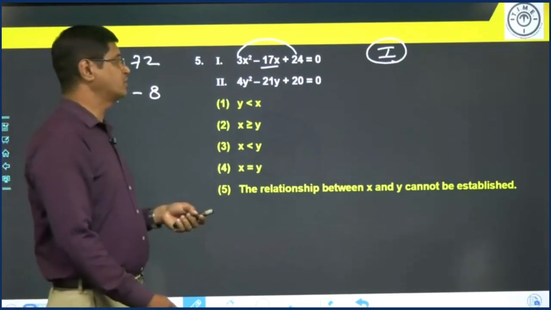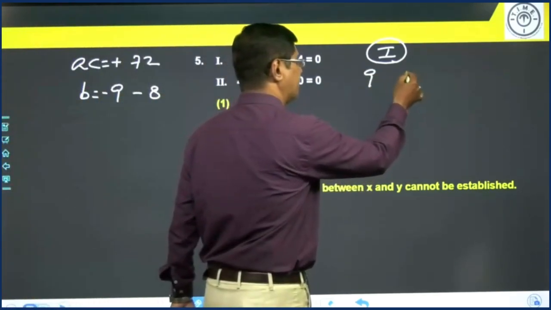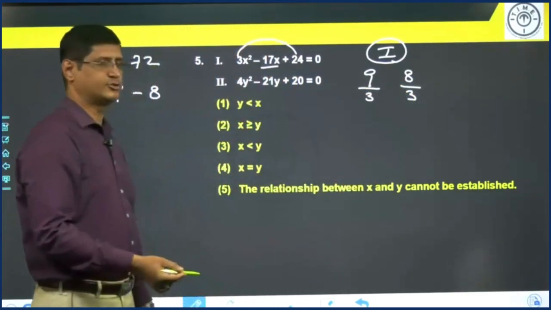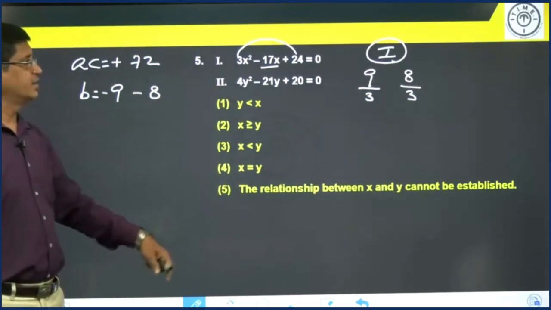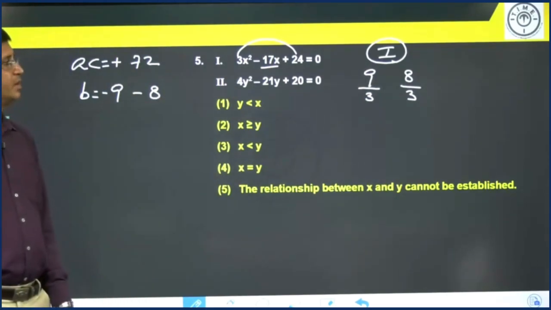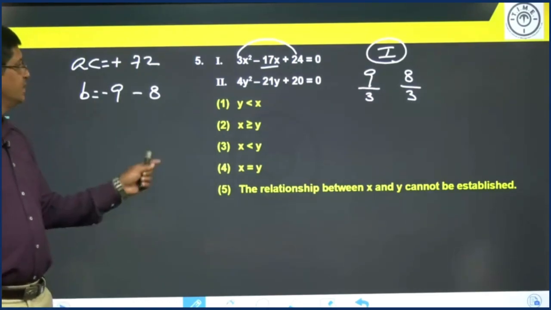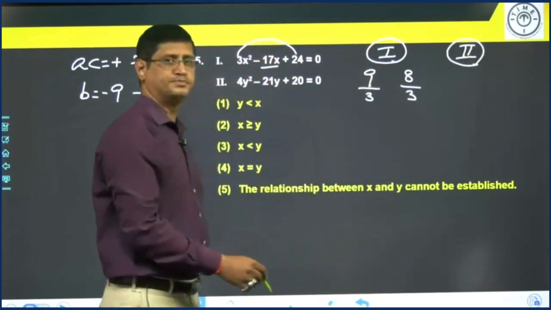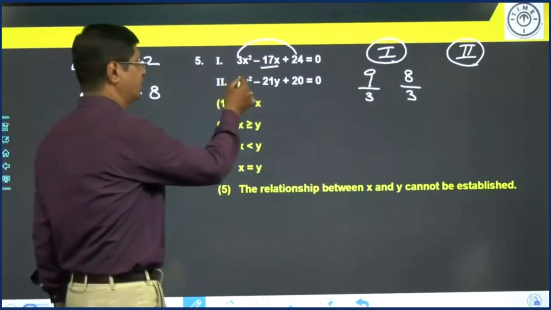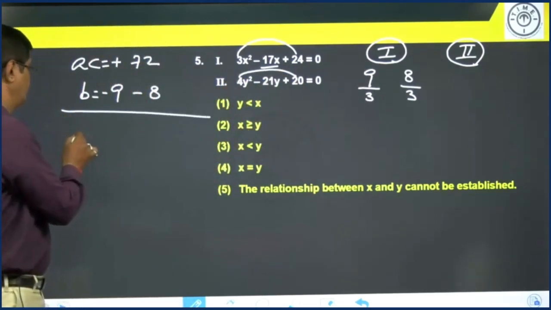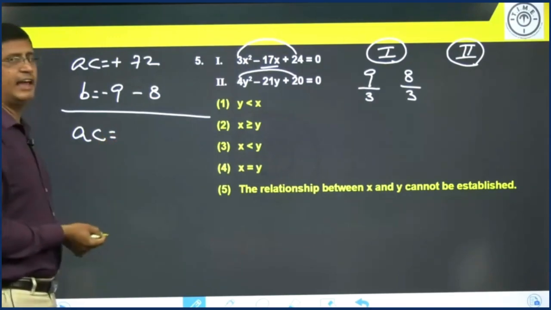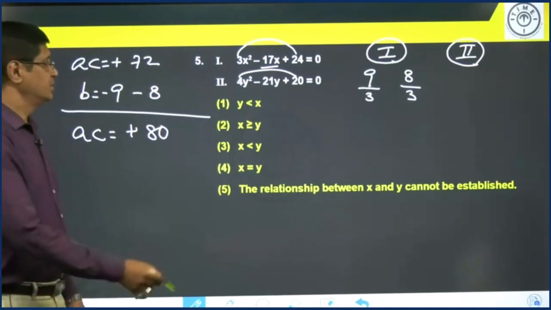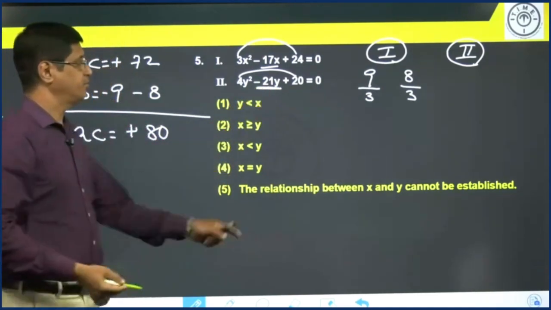Then what about the roots of the first quadratic equation? The same numbers with opposite sign, divided by the coefficient of x square. So the roots are 9 by 3, which of course is 3, and 8 by 3. In the same manner, just observe the second quadratic equation. If you observe the second one, here 4 into 20 is 80. Is it positive or negative? Positive 80. The value of B here is minus 21.